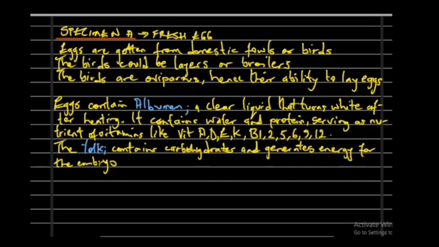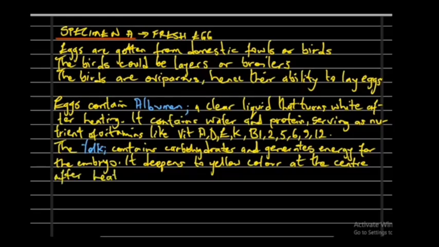This particular part of the egg deepens to a yellow color at the center after it has been introduced to heat. So that is how you identify the yolk in the egg. Now that is another part of the egg. We also have the eggshell.